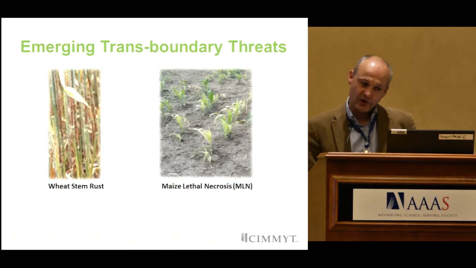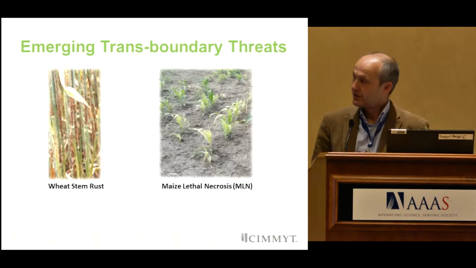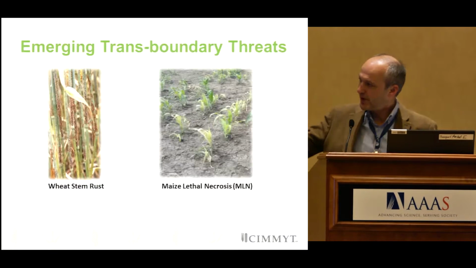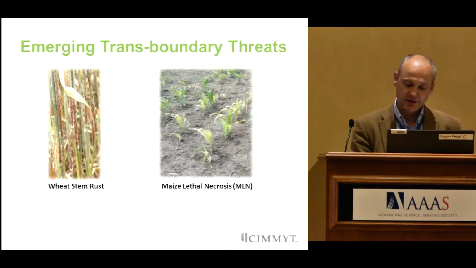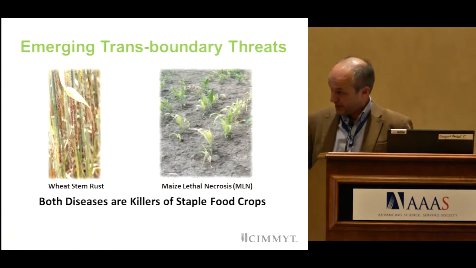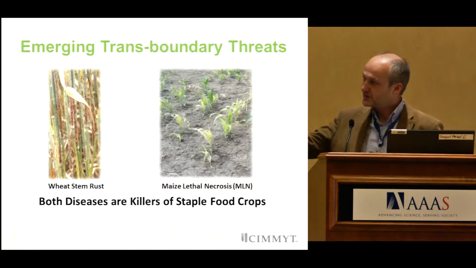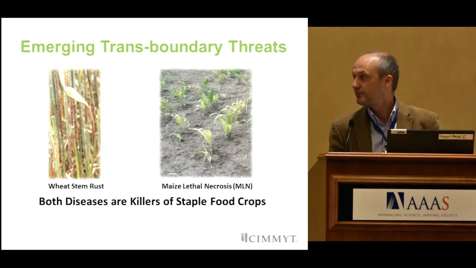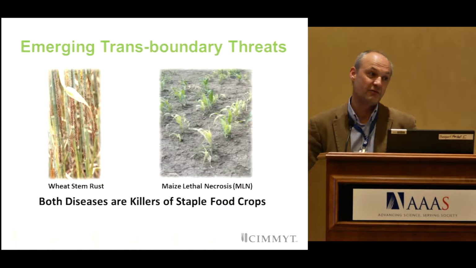So I'm going to talk about a couple of examples of emerging transboundary threats. Most of the talk will be about wheat stem rust, but I'll also talk a little bit about maize lethal necrosis. This is a new disease that's occurring now in East Africa. Both of these are killers of staple food crops. For maize lethal necrosis, it's in the name of the disease, but wheat stem rust is also a killer. It's the most destructive disease of wheat.